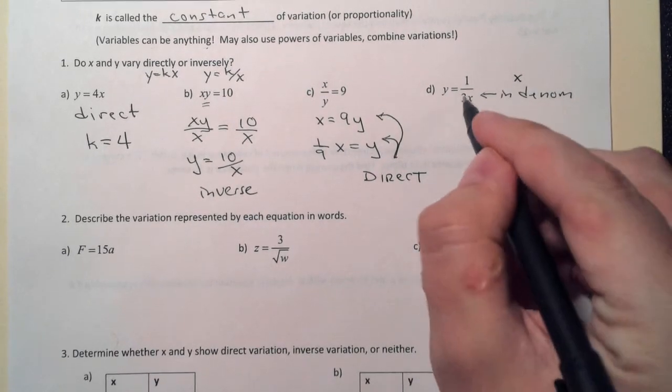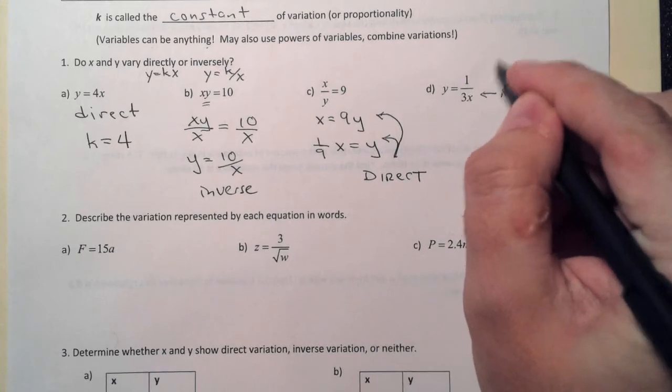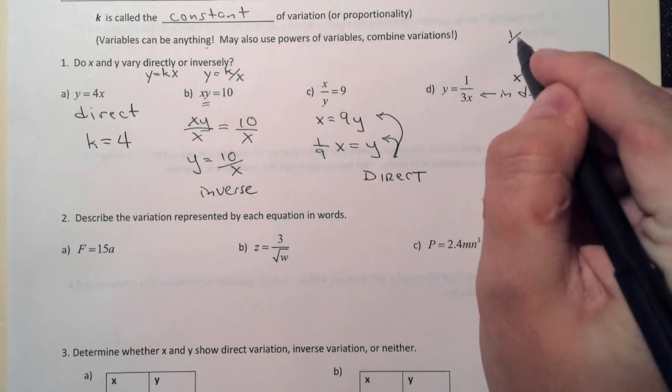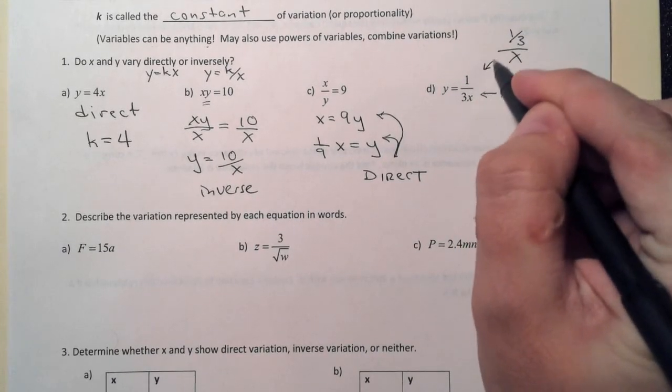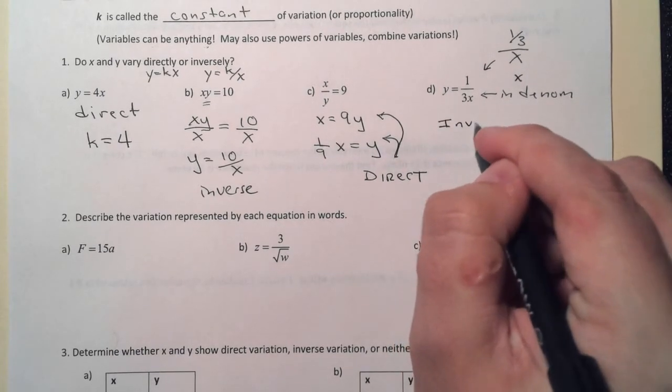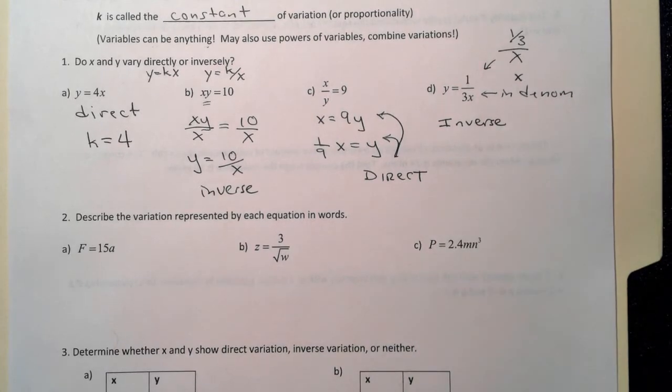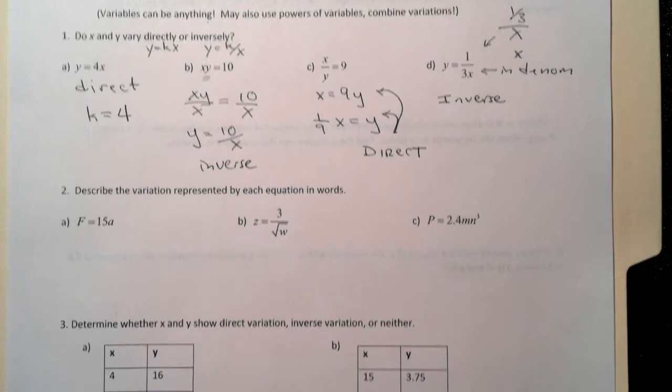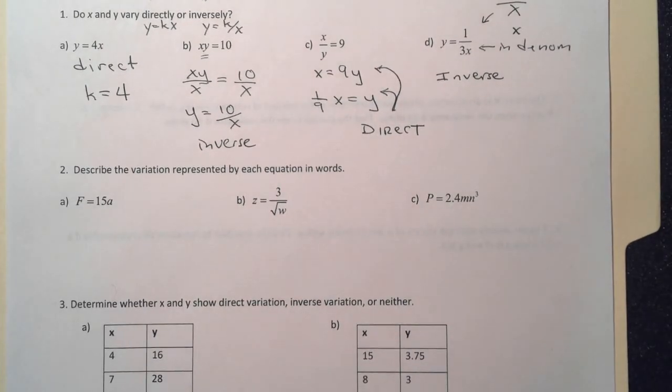can see that further as 1 over 3x is 1/3 over x. Those are in fact the same thing. So this is in fact inverse variation. Okay. Let's take a look at a few more examples of given equations.